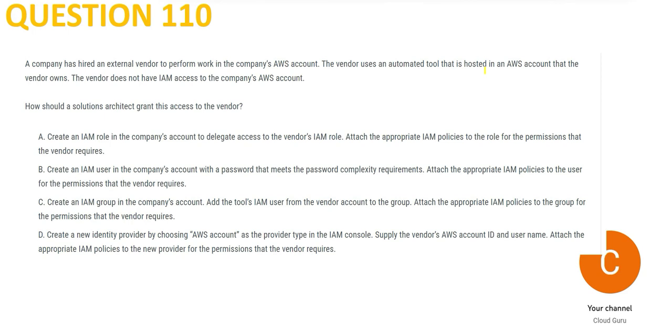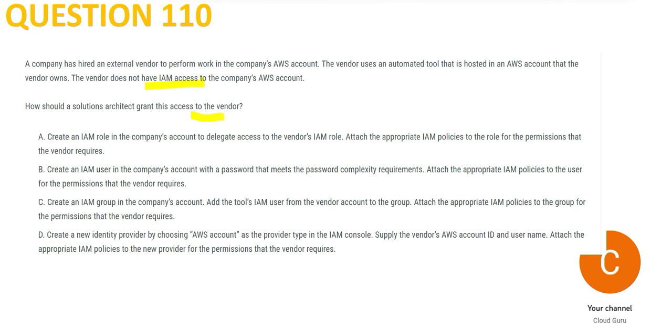But if they are bringing it, then the company will have to allow it, right? So the vendor does not have IAM access because the vendor is new here. Now, how should you grant this access? For example, you are in Bank of America, in the IT team, and you want to grant access to these people. How will you grant access to the vendors?